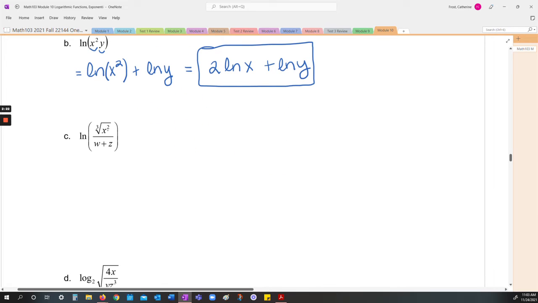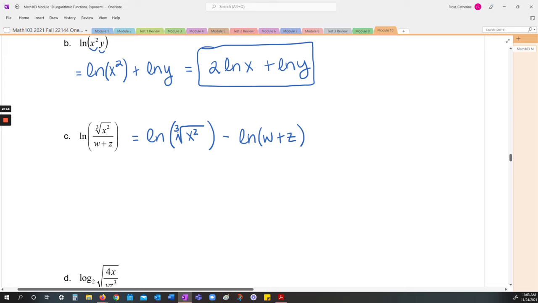Okay, so part C was one that we didn't do in class. And so this one I'm going to maybe do a little slower. So we have natural log, and overall, I see a big fraction. So I'm going to apply the quotient rule first. So we have natural log of cube root of x squared. And you might want to go ahead and write cube root of x squared as x to the 2/3, but we'll do that in a second. And then minus natural log of the denominator, which is w plus z.